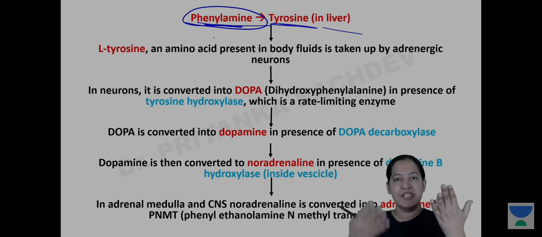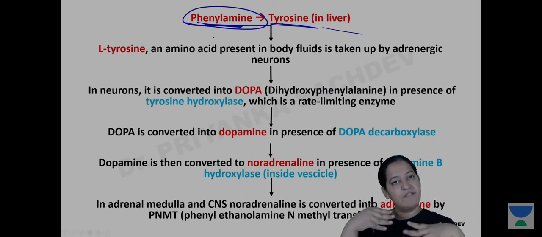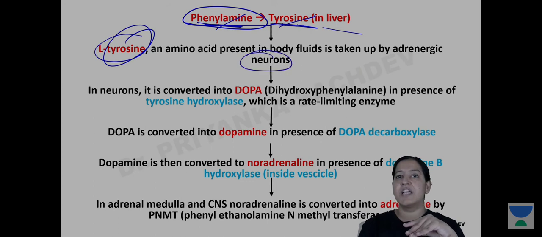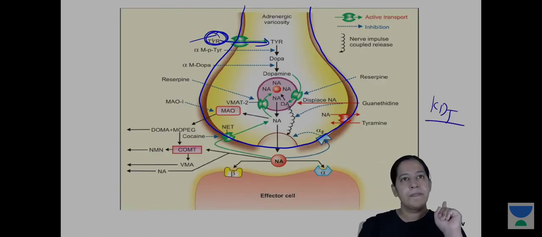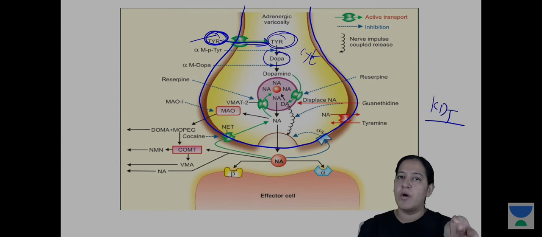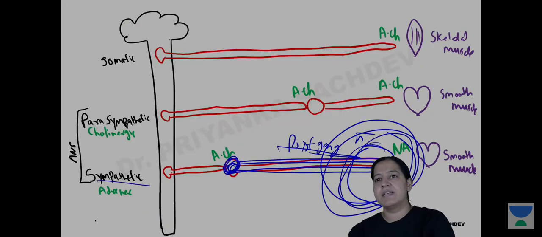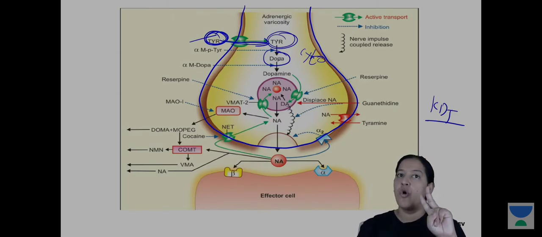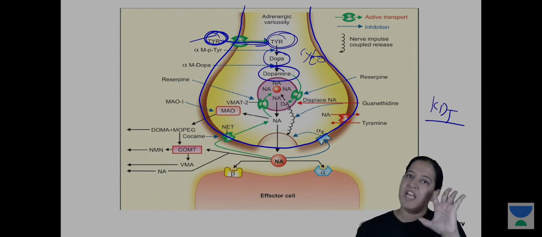Whatever phenylalanine is present inside my blood will go to my liver. In the liver, phenylalanine is converted to tyrosine. After that, tyrosine will be released in the blood. From the blood, this tyrosine will enter the adrenergic postganglionic neurons via a transporter. It is going inside. After going inside, in the first step tyrosine gets converted into dopa. It is taking place in the cytoplasm of the nerve ending. So it is a nerve ending, and inside it there is cytoplasm. So inside the cytoplasm it is taking place. Tyrosine gets converted into dopa, dopa gets converted into dopamine. So two steps are taking place in the cytoplasm.